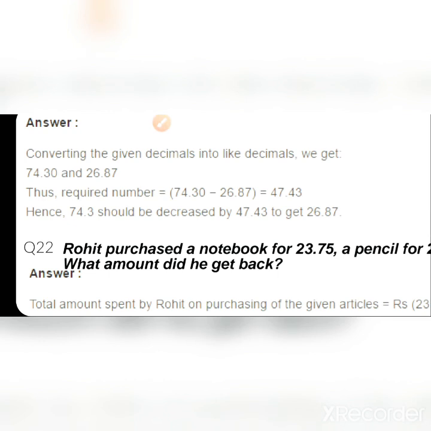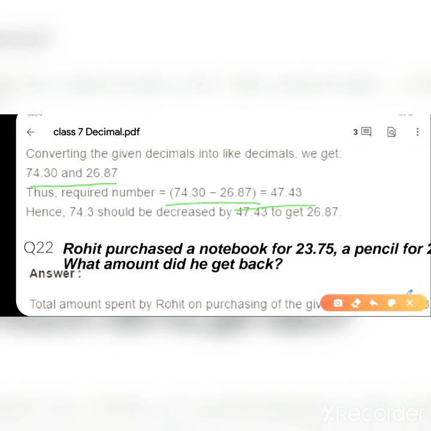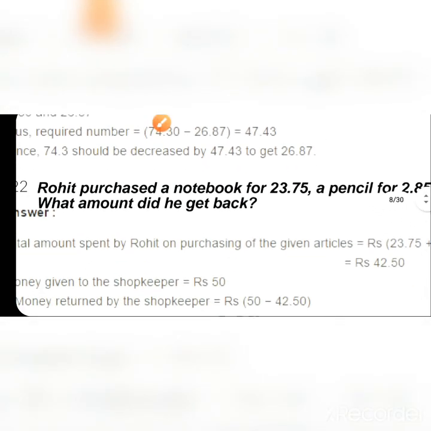Now I'm telling you the way by which it has been done in this. Simply, the given decimals have been converted into like decimals, and then the difference has been found here. The answer is 47.43. Let's come to the next question, and the last one also.